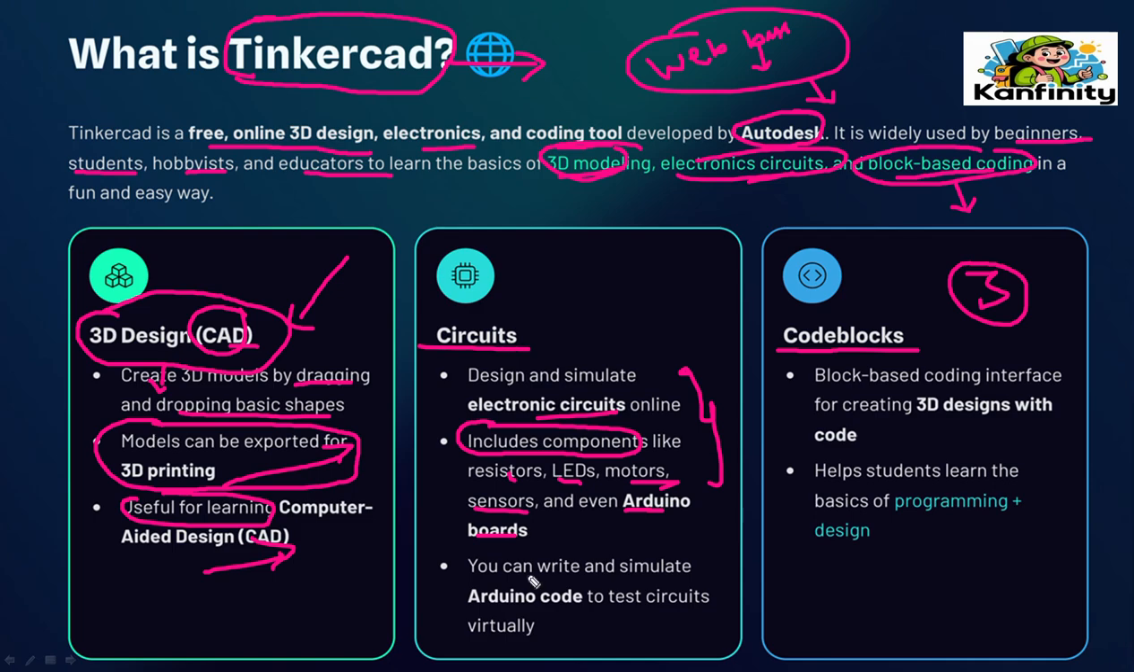All these components are added onto the circuit section. We can also write and simulate Arduino code to test circuits virtually. Simulate means that once we create the circuit and execute it, and the circuit is functioning, we call that simulating. For Arduino code also you can simulate, and we can test the circuits virtually using the circuits feature.